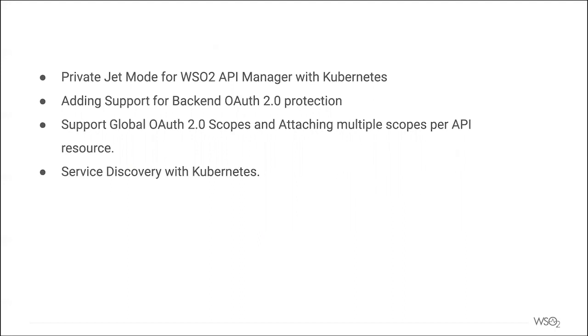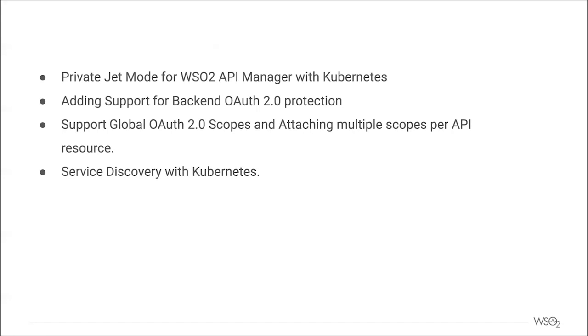We are adding OAuth2 security for backend endpoints. We already support things like basic authentication, digest authentication for backend security, and mutual TLS, and we are adding OAuth2 on top of that. We are also globalizing the scopes. If you are familiar with the product, you will know that scopes are primarily given per API. We are working on extending that support to have scopes defined globally and shared across APIs, and also for multiple scopes to be attached to API resources. At the moment, you can attach one scope per resource in an API. We are working on enabling multiple scopes per resource, and also service discovery.